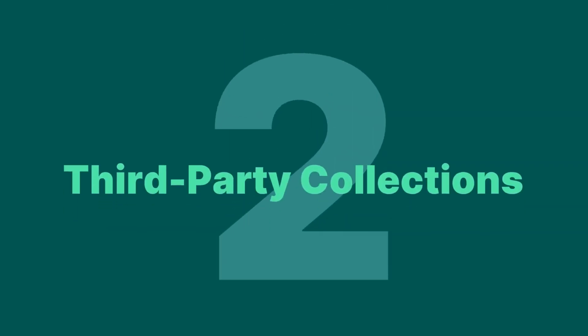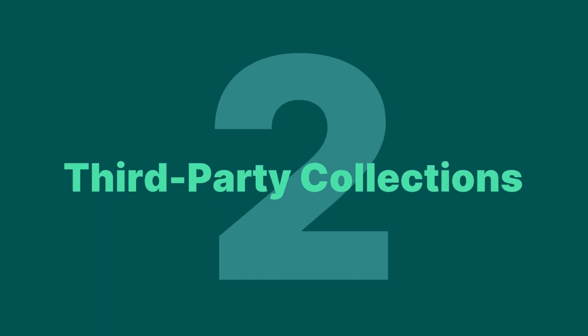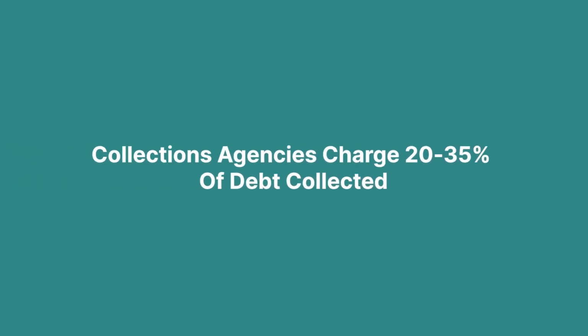The second way to calculate collections costs and ROI is a little more straightforward. And it's when you send your collections to an outside agency. And this is known in the industry, of course, as third-party collections. These collections agencies are typically going to charge a percentage of the debt to be collected. So typically anywhere from 20% to 35%.